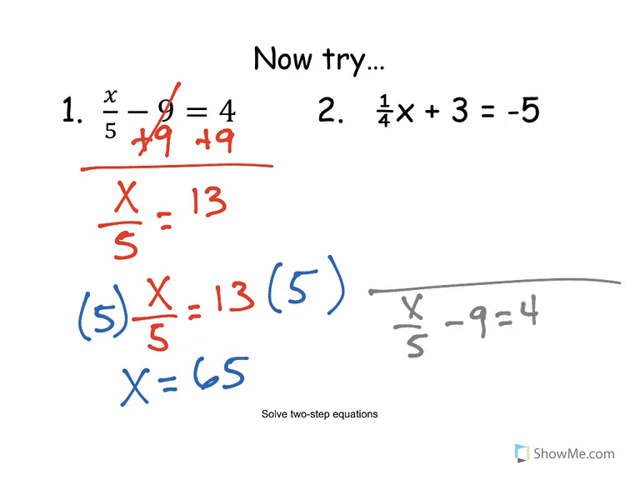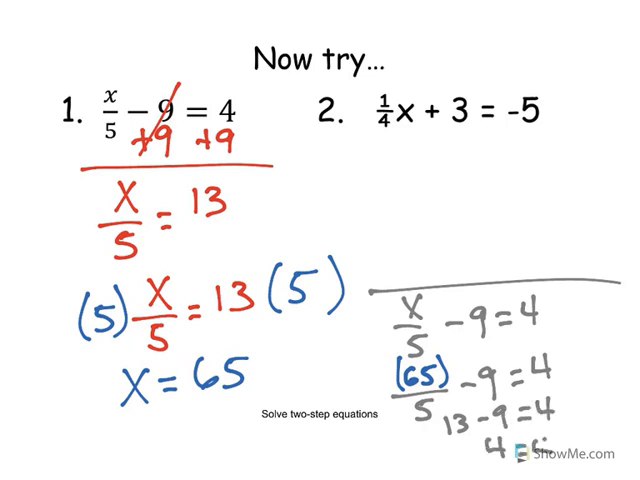My second step is I think x is equal to 65, so I'm going to substitute, and I'll keep it consistent with the parentheses. So 65 divided by 5 is 13, minus 9 is equal to 4. And we're going to make sure we finish the check, okay?